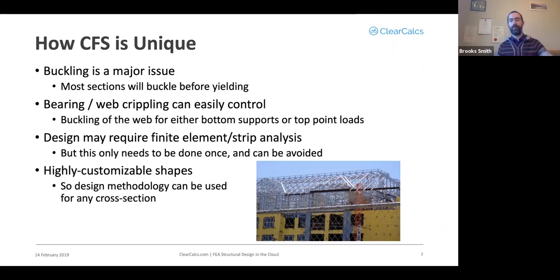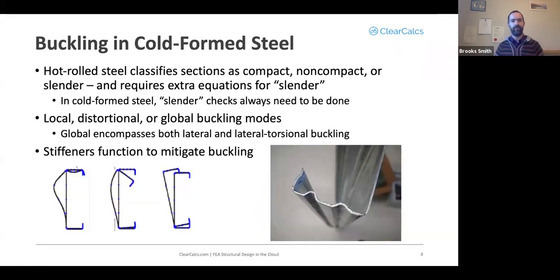Cold form also prefers a design method that involves a finite element, or in cold form terms, finite strip analysis. However, this only needs to be done once for any given section, and often can be avoided if you really want to as well. Finally, cold form materials are very customizable. So the whole of AISI S100 is aimed at being able to work with almost any arbitrary cross-section.